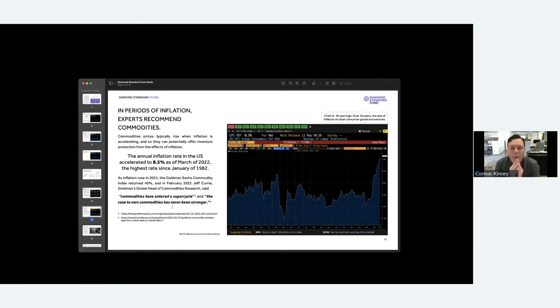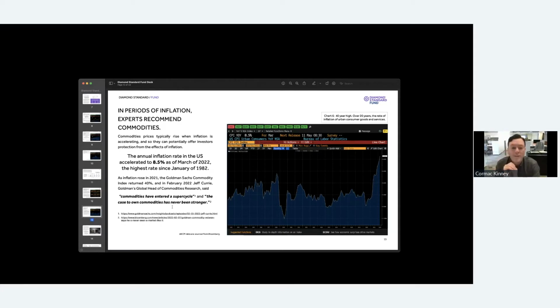This is a big part of the thesis. We are absolutely entering or in a commodities super cycle. This is when you have a compounding effect, often driven by inflation, where commodities start to go up, core commodities like oil or food, and that causes the cost of everything else to go up. And a super cycle is generally 10 to 20 years, sometimes longer, where commodities trade higher than their moving average for an extended period of time. Last year, the Goldman Sachs Commodity Index was up 40%.